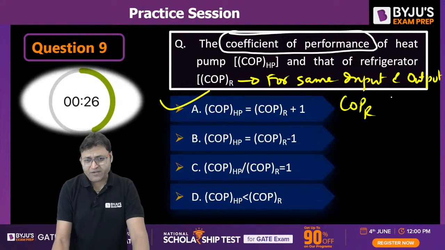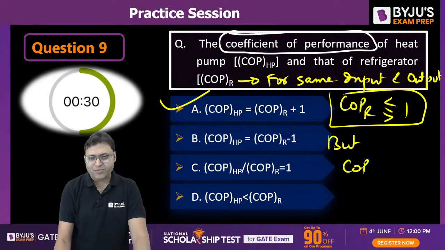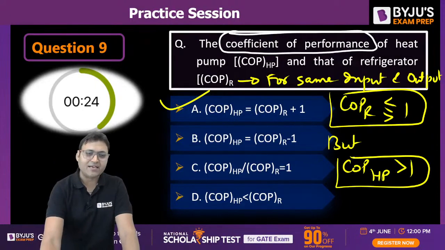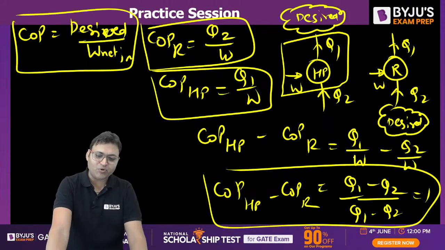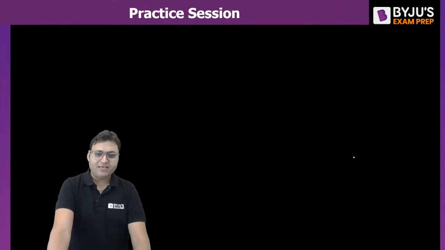COP for the refrigerator can be less than or greater than 1, but coefficient of performance for a heat pump is always greater than 1. Option A will be the correct answer for question number 9. I hope this is clear. You all know about the relation between COP for the heat pump and the refrigerator.